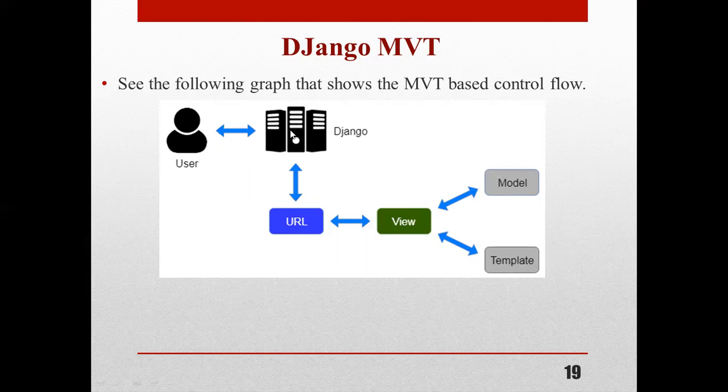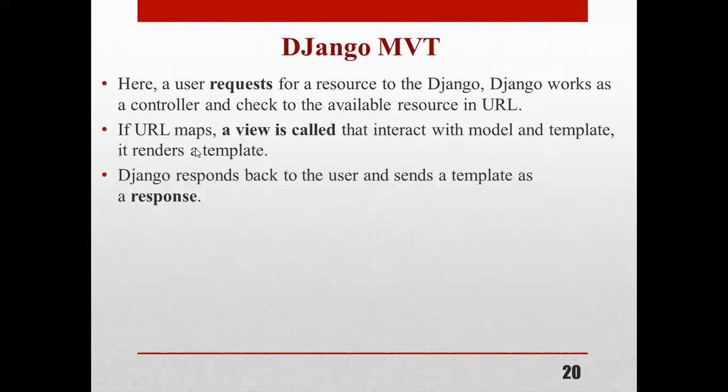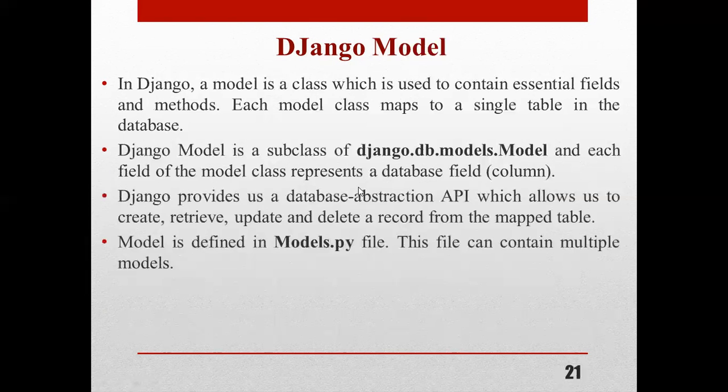So whenever the user sends a request for any particular requirement, Django works as a controller. Here controller means it will control the flow of the request and the response. Here you can see that whenever the user sends the request, from the URL it will check the business logic, it will check the database and the template, and it will send the response as a template through the Django controller to the user. Django responds back to the user and sends a template as a response.